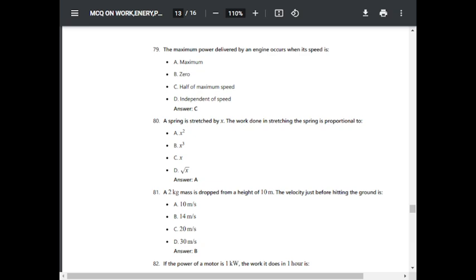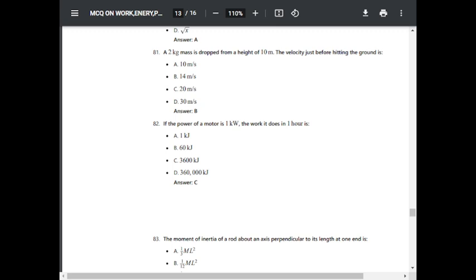Question number 81. A 2 kg mass is dropped from a height of 10 meter. The velocity just before hitting the ground is v square equals u square plus 2gh. By taking g as 9.8, you will calculate v equal to 14 meter per second. Option B is correct.